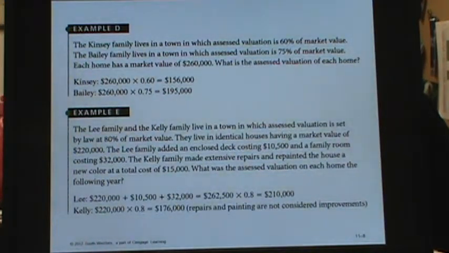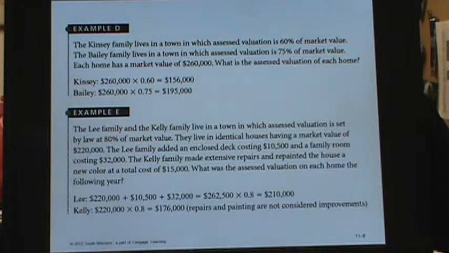So they take the price of that home, $260,000, and multiply it by each respective valuation to get the assessed valuation of each home. So the Kinsey home, $260,000 times 60%, which is 0.60, and you get a $156,000 home. The Bailey family has a $260,000 home. Multiply that by their 0.75, 75%, and they have a $195,000 home.